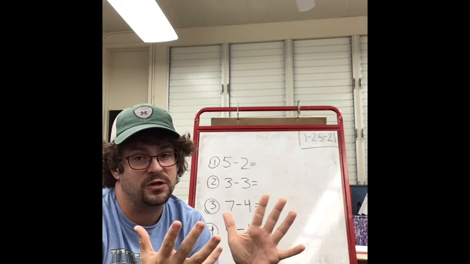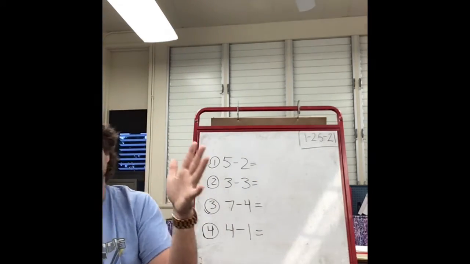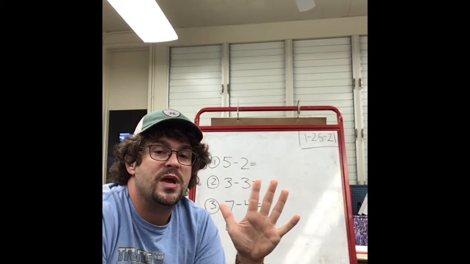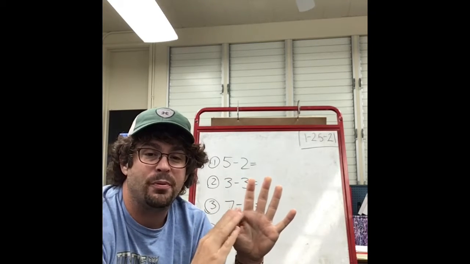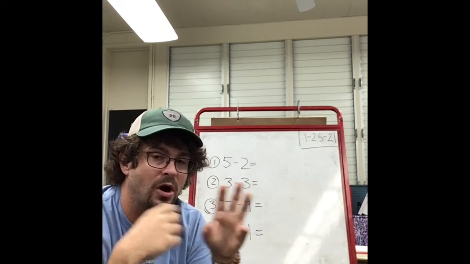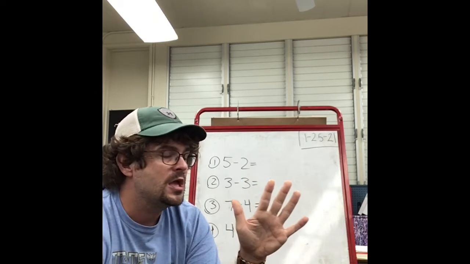As long as you have enough fingers and toes to count, you're good. So for this, I know I'm starting with 5. It says take away 2. So to take away, I'm going to put 2 of my fingers down. That's going to be the taking away part for this. So I've got 5. It says take away 2.